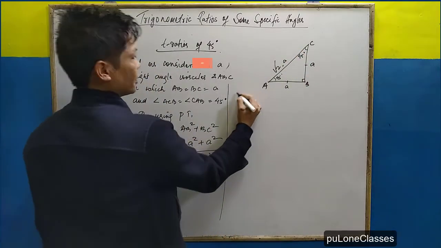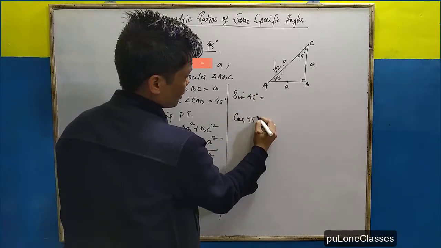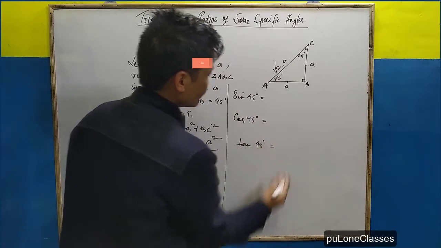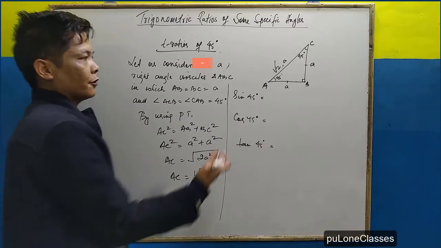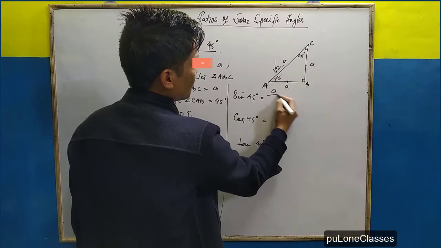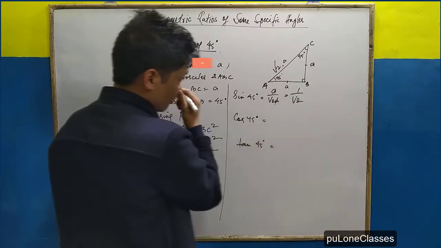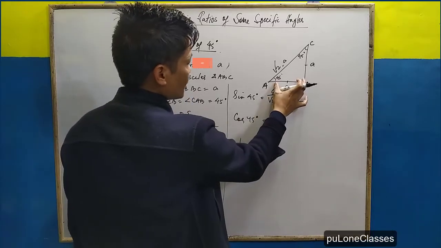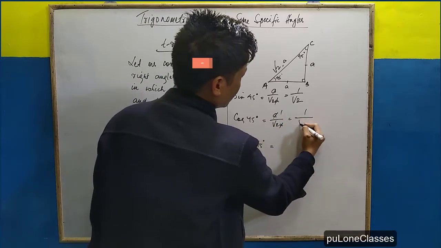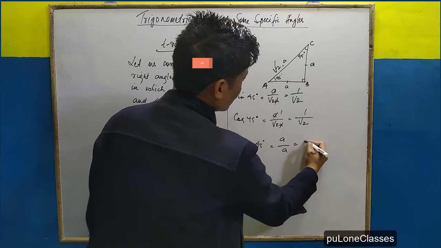Now let us see sine of 45 degree, cos of 45 degree, and tan of 45 degree. From the triangle, we can see the sine of 45 will be perpendicular upon hypotenuse, which is A by root 2A, which is 1 by root 2. And cos of 45 will be, base is A, hypotenuse is root 2A, so 1 by root 2. And tan of 45 will be perpendicular upon base, which is 1.